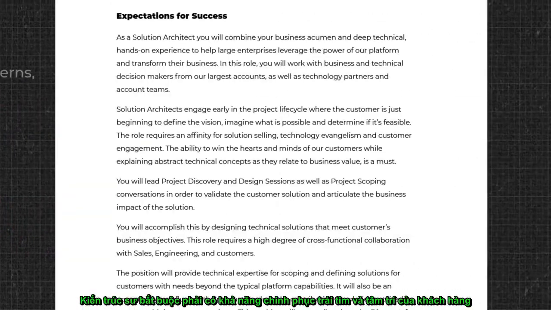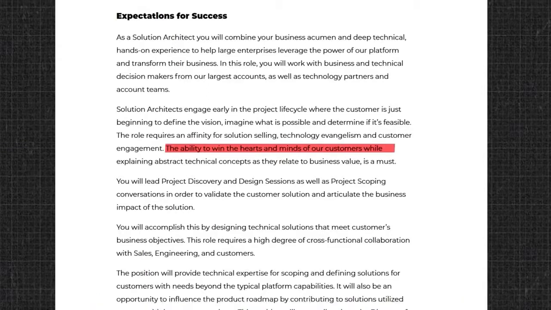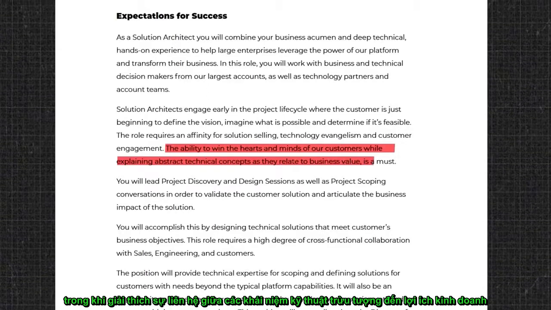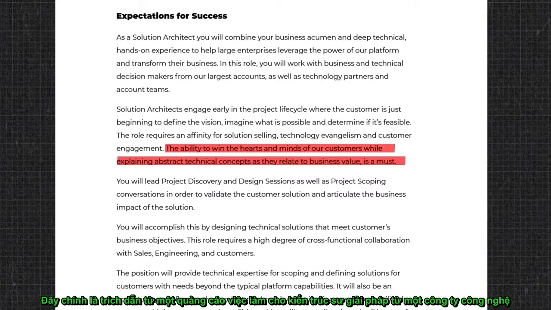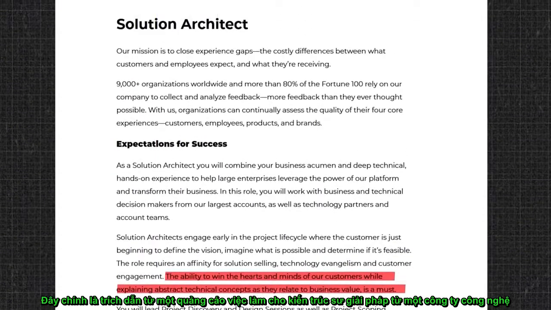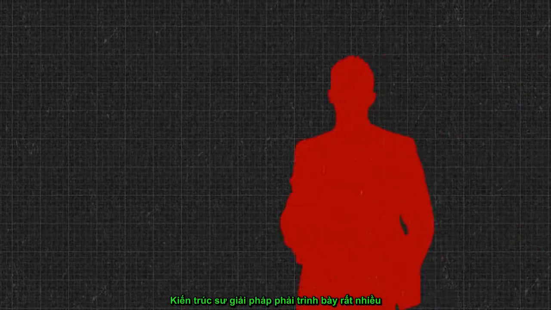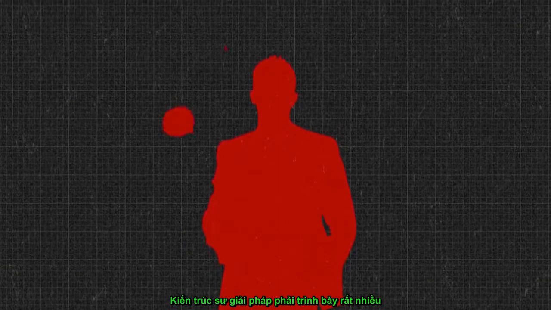The ability to win the hearts and minds of our customers while explaining abstract technical concepts as they relate to business value is a must. And this is a quote from the job posting for a solution architect in one of the tech companies. Solution architects do lots of talking.